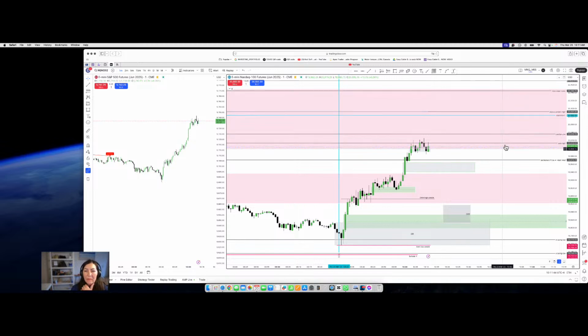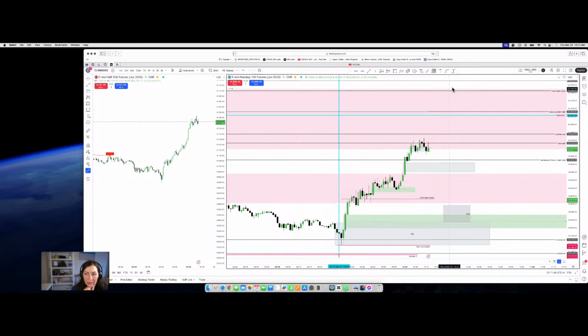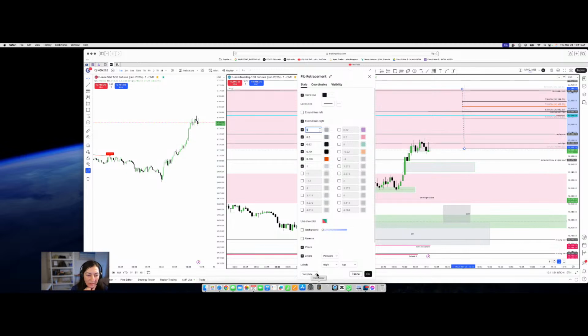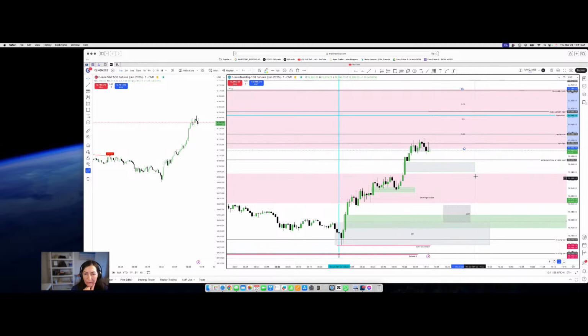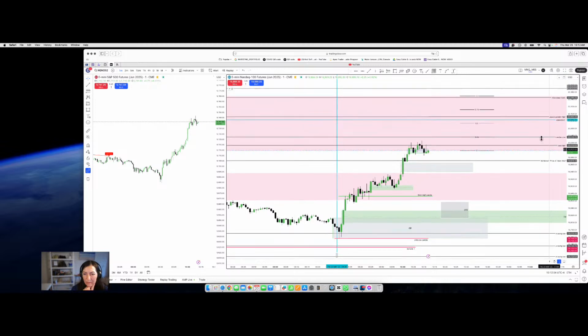I'm going to mark up the SIBI here into quadrants, just so we get a sense of where the 50% is. The 50% is just below midnight and just below the Asia and London high.